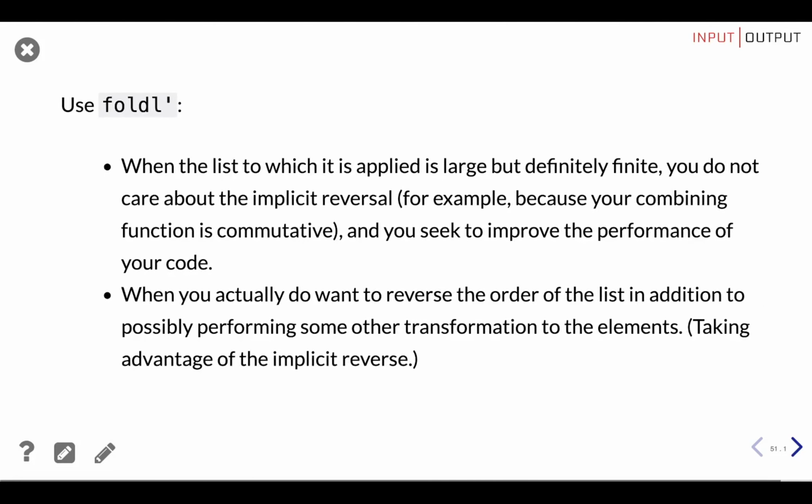When to use foldl prime? When the list to which it is applied is large, but definitely finite. You do not care about the implicit reversal. For example, your combining function is commutative, like the plus and the product operators, and you seek to improve the performance of your code. Also, when you actually do want to reverse the order of the list, in addition to possibly performing some other actions on the elements. That's because we are taking advantage of the implicit reverse.